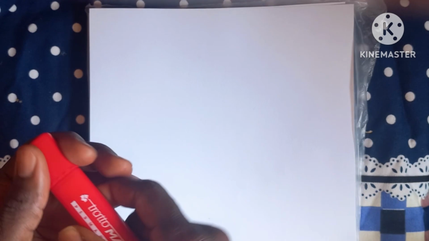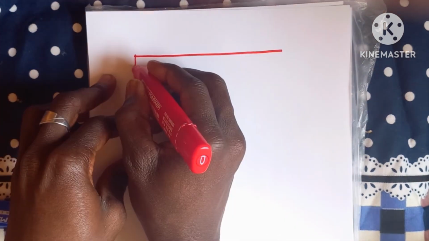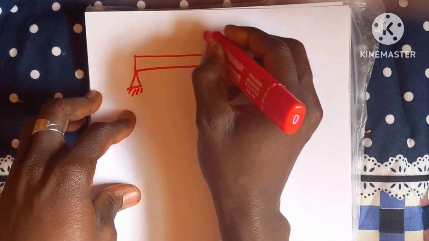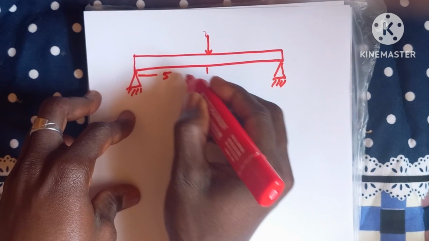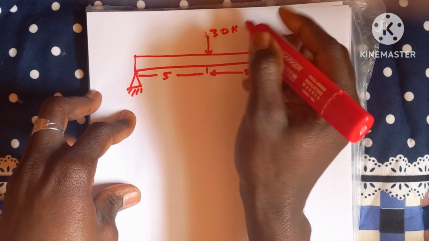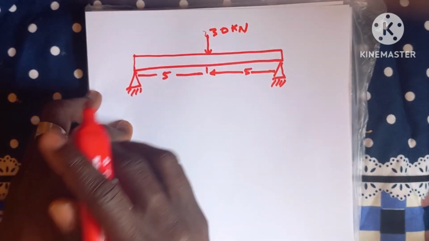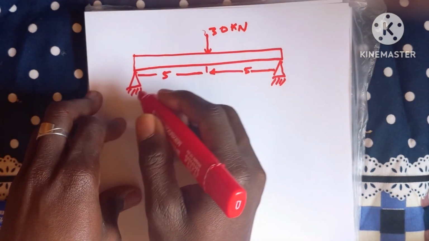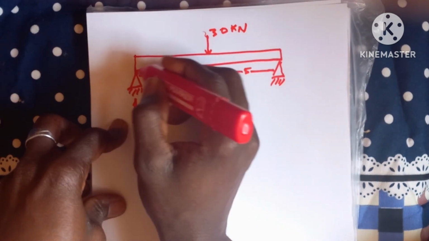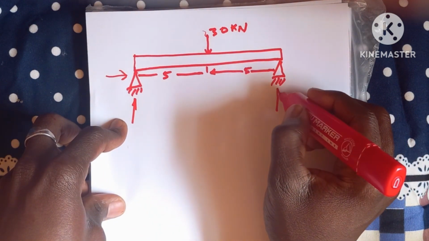So let's get started. Let's say, for instance, you have a problem in this form, and this is 30 kilonewton. You are asked to find the reaction forces on this beam. You should know that this is a fixed support, so we're going to have a vertical force here and also a horizontal force as well.